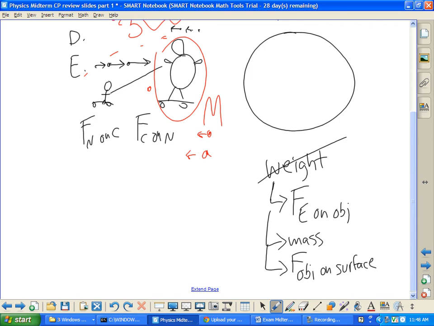So you should never see a question that says every object has weight. But let's see. Every object does have a force of Earth on object. Every object with mass has mass. Does an object with mass always exert a force? Well, that's going to take some thinking about. How about motion?